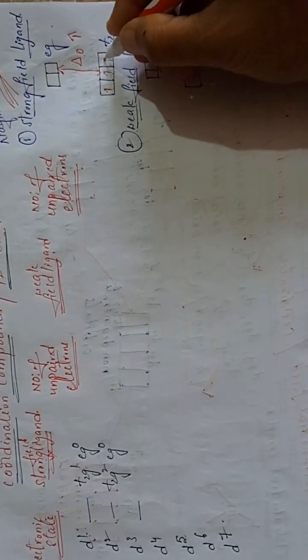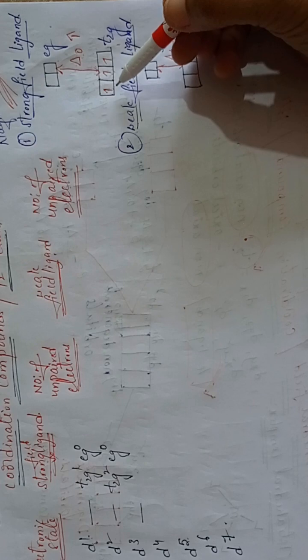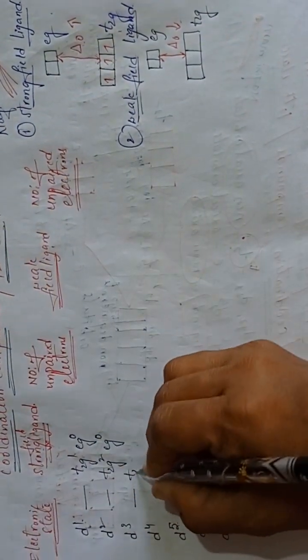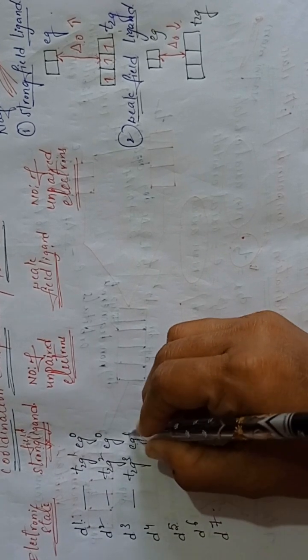Now the third electron. 3 electrons are there, so the third electron is coming here. Are you understanding? So this is 1, 2, 3. 3 electrons there. So what is the electronic configuration? T2G3, Eg 0. Clear? So like this you have to write.